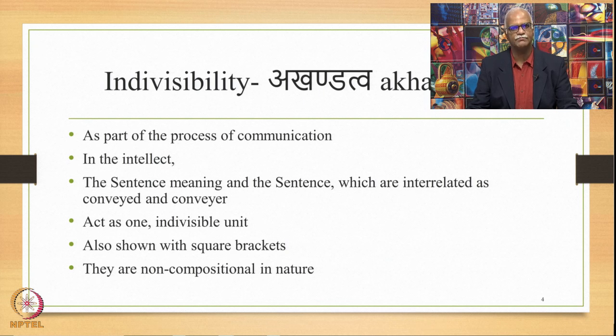In the intellect, the sentence meaning and the sentence, Arthakasha and Shabdakasha and parts of them, are interrelated as the conveyed and the conveyor. It is the sentence meaning which is the conveyed, what is to be conveyed, and the sentence is the conveyor. That is how they are related. To use the Sanskrit terms, the sentence meaning is vachya and the sentence is vachaka. Both of them act as one indivisible unit. This is also shown with square brackets around them, both sentence meaning and the sentence, which are part of the intellect, buddhi.